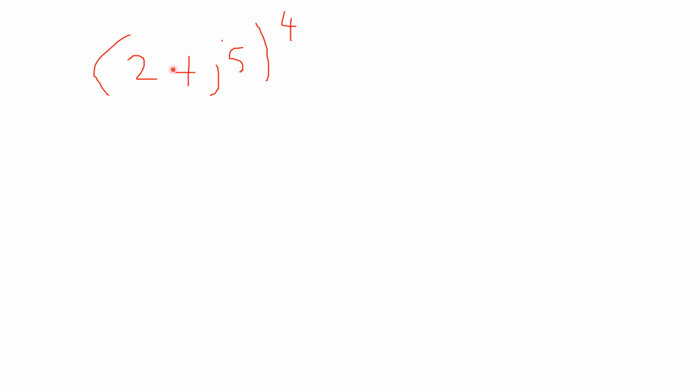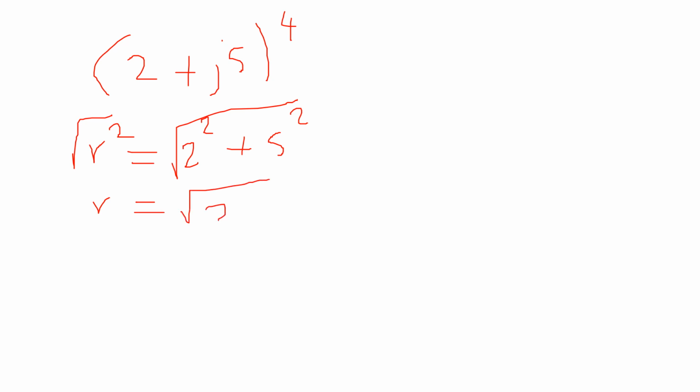So first we must convert what is inside here to polar form. How do we convert this to polar form? We first find the resultant. The resultant squared will be the real part squared, which is 2, plus the imaginary part, which is 5. Then we find the value of r by taking the square root on both sides. So it's going to be the square root of 2 squared plus 5 squared, and the answer is the square root of 29. Seems like I'm choosing wrong numbers, but I hope it makes sense. So the resultant will be the square root of 29.